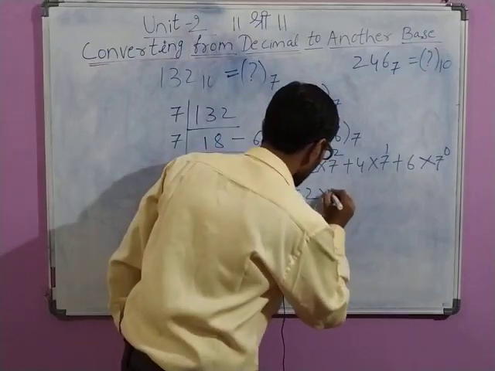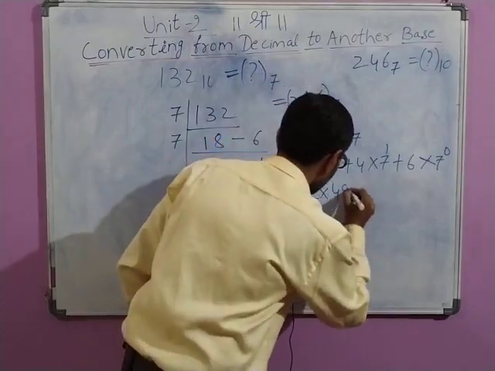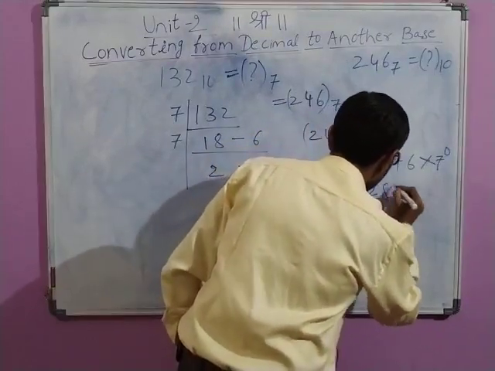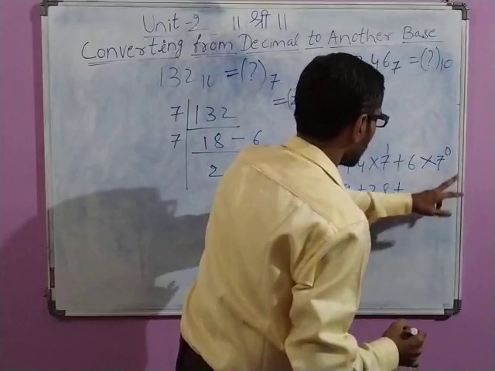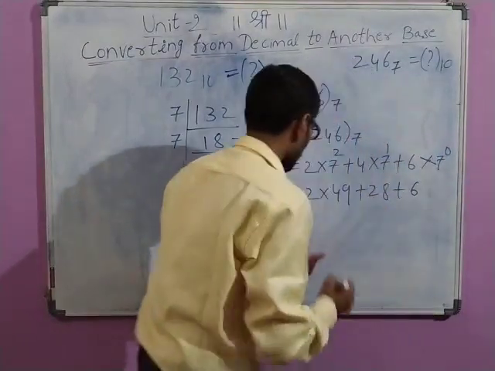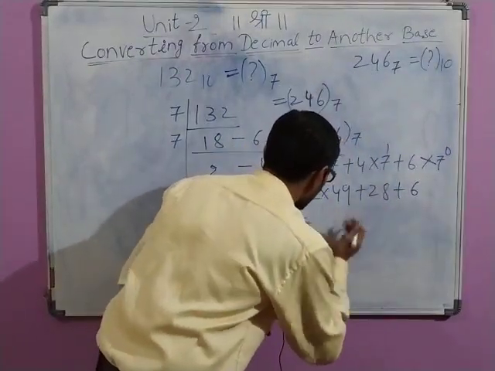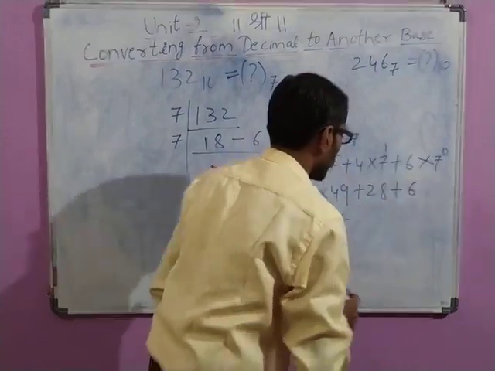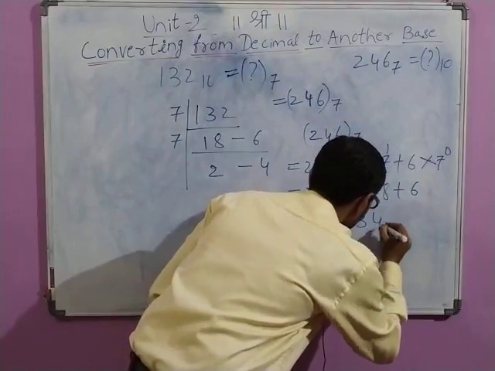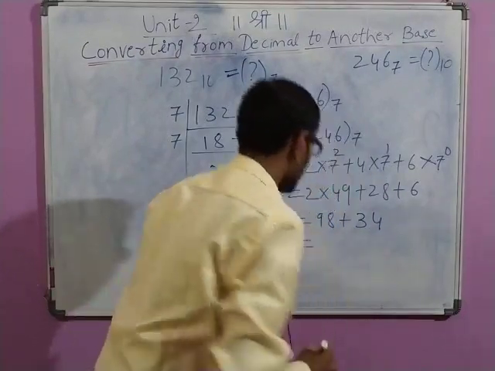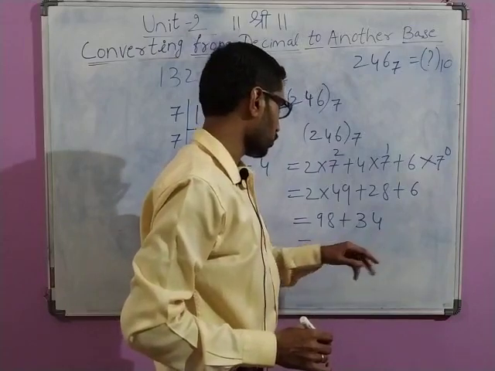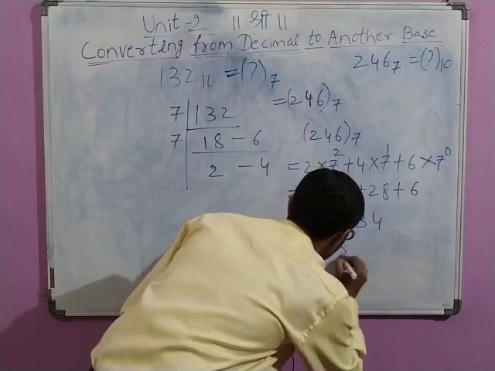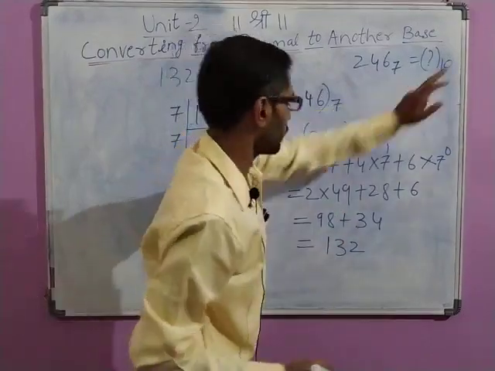So 2 into 7 raised to 2 is 49 times 2, plus 7 4s are 28, plus 7 raised to 0 is 1, and 1 into 6 is 6. So 49 into 2 is 98, plus 28 plus 6. 28 plus 6 is 34. You can consider this as 100 plus 32, which is 132, to the base 10.